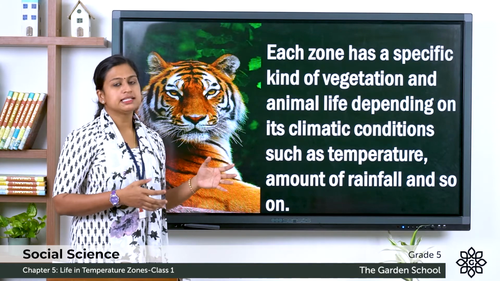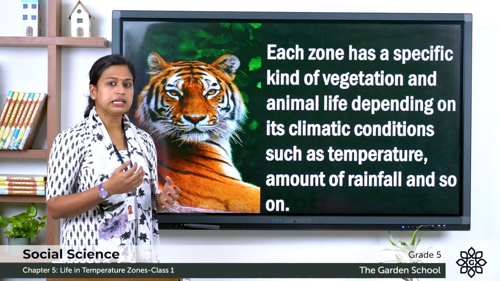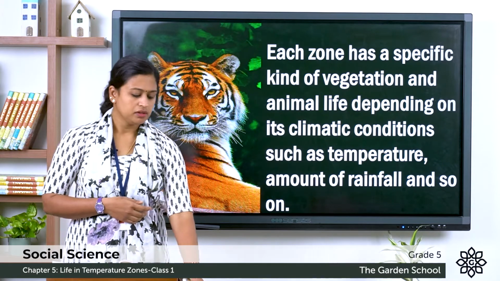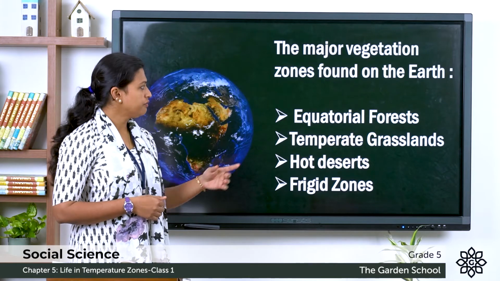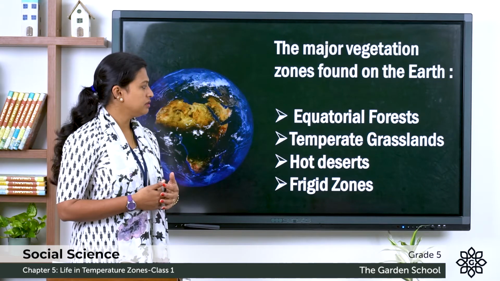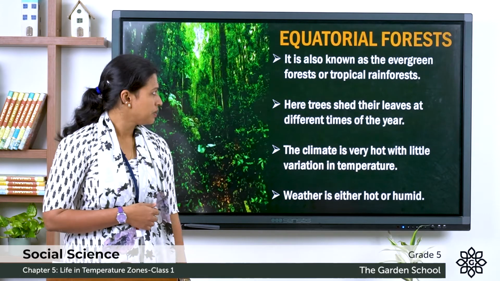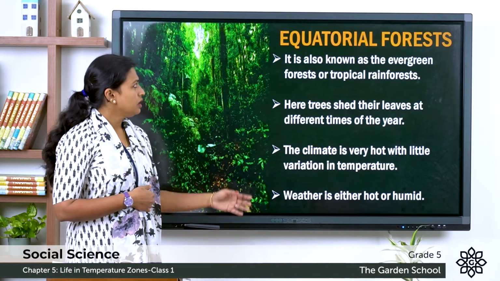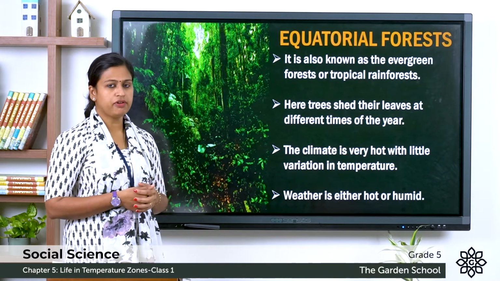Each zone has a specific kind of vegetation and wildlife depending on the climatic conditions such as temperature, rainfall and so on. Now, these vegetation zones are divided into 4 groups. The first one is equatorial forest, second temperate grassland, third hot desert, fourth frigid zone. First, we will discuss the equatorial forest. It is also known as the evergreen forest or tropical rainforest.